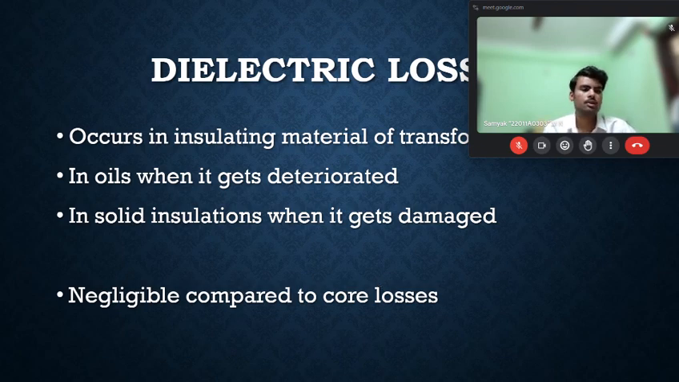Now, as you already know, dielectric itself means the oil or the solid insulations that are present inside the transformer. And dielectric losses can occur when the oil gets deteriorated, the quality gets deteriorated, gets dirty, the pollutants get inside, and if the seals are not shut tightly, and even over time, the oil gets deteriorated and the solid insulations might get damaged. And because of these damages and the deterioration of oil, dielectric losses do occur.